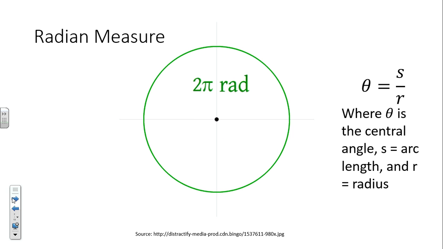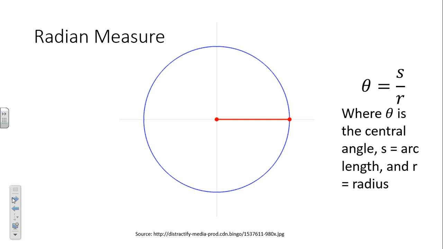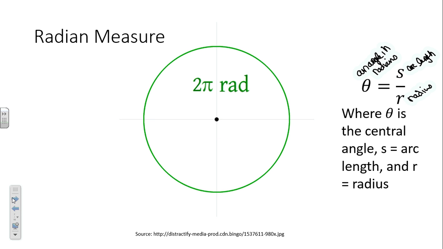All right, so here's a formula that will help you remember that. Theta, our angle, has to be in radians. Theta is equal to S, the arc length, divided by R, the radius of the circle. Okay? And we'll use that coming up. Theta equals S over R. But theta has to be in radians, not in degrees. Okay?